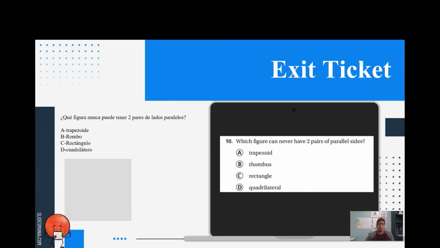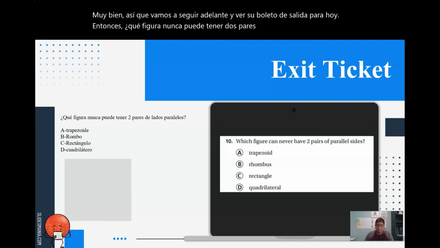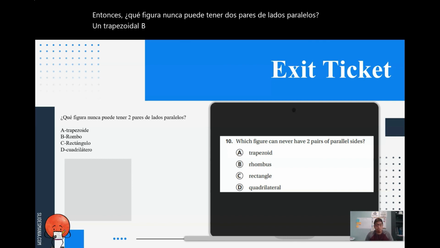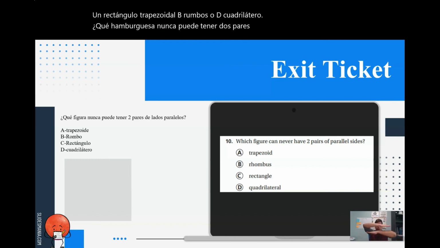Alright, so let's look at your exit ticket for today. Which figure can never have two pairs of parallel sides? A. Trapezoid, B. Rhombus, C. Rectangle, or D. Quadrilateral? Which figure can never have two pairs of parallel lines? Remember, they're the ones that don't touch each other.